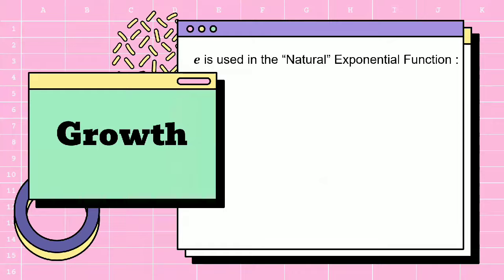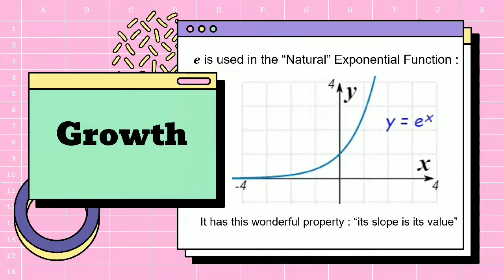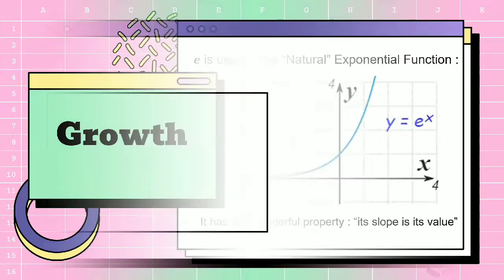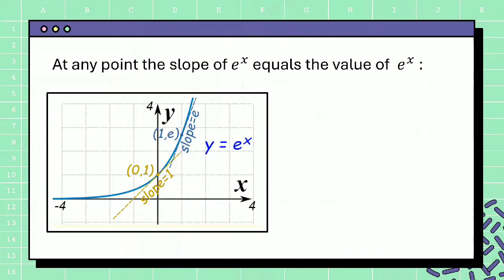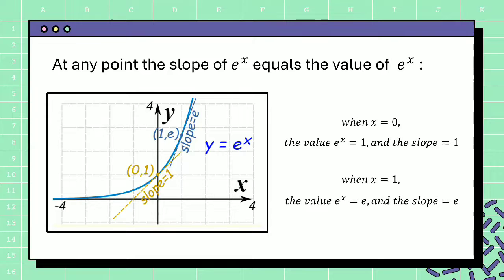Next is about growth. e is used in the natural exponential function. It has this wonderful property: its slope is its value. At any point, the slope of e to the power of x equals the value of e to the power of x. When x is 0, the value of e^x is 1 and the slope is 1. When x is 1, the value of e^x is e and the slope is e, and so on.